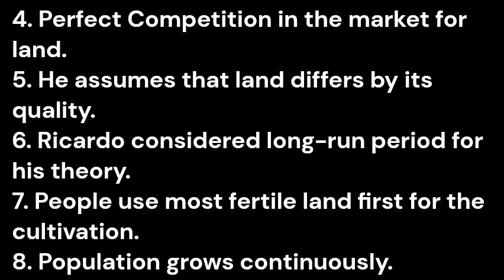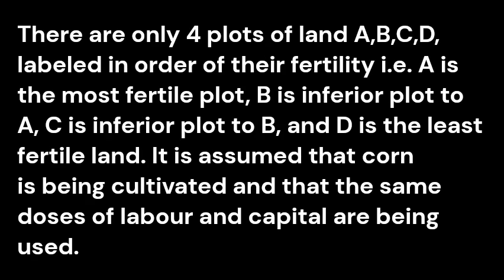5. He assumes that land differs by its quality. 6. Ricardo considered the long-run period for his theory. 7. People use the most fertile land first for cultivation. 8. Population grows continuously. The emergence of differential rent in the Ricardian theory can be explained with an imaginary example.